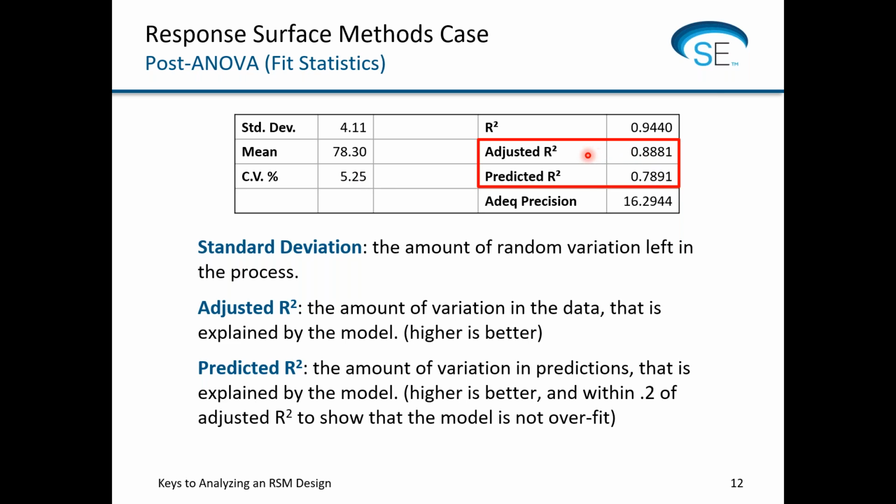Over on the right side, these are the numbers you really want to hone in on, the adjusted and predicted R-squareds. And as I mentioned before, they tell you the amount of variation in the data that's explained by the model, or the amount of variation in predictions that's explained by the model. And certainly higher numbers are better.